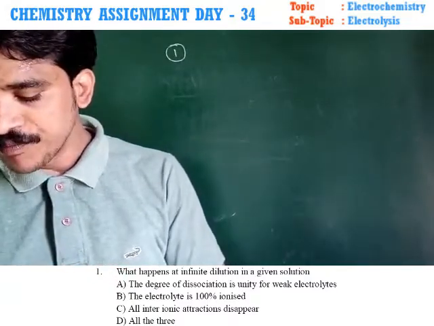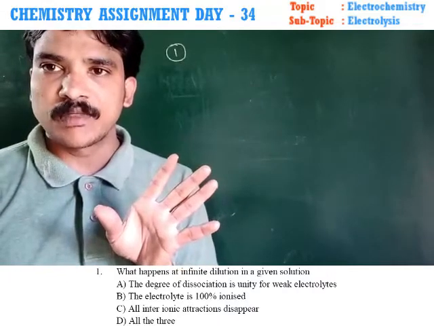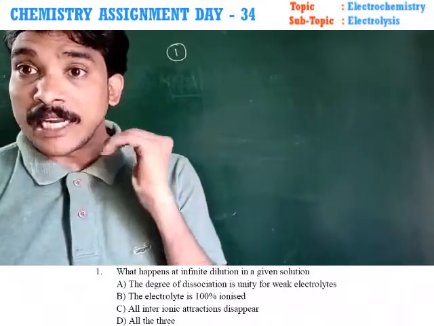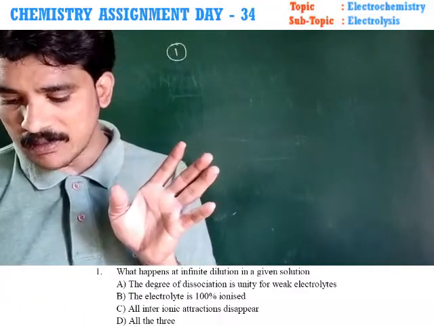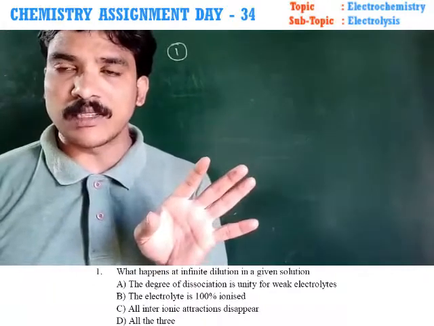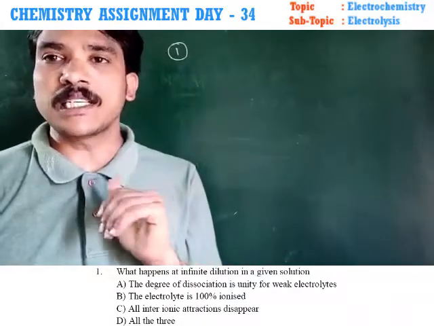The first option: the degree of dissociation is unity for weak electrolytes. For a weak electrolyte, the degree of dissociation becomes unity at infinite dilution. That is the correct answer. The electrolyte is 100% ionized. That is also a correct answer. The electrolyte taken at infinite dilution is 100% ionized.